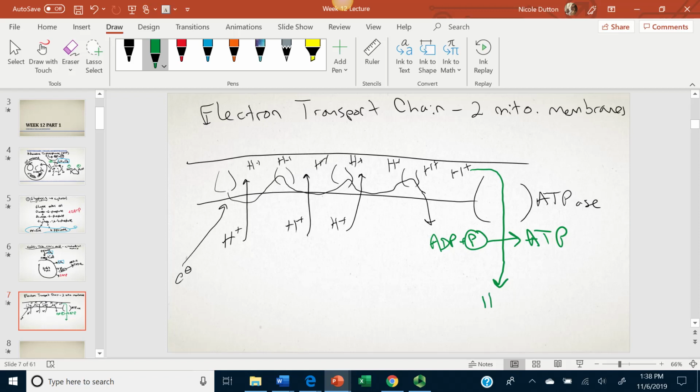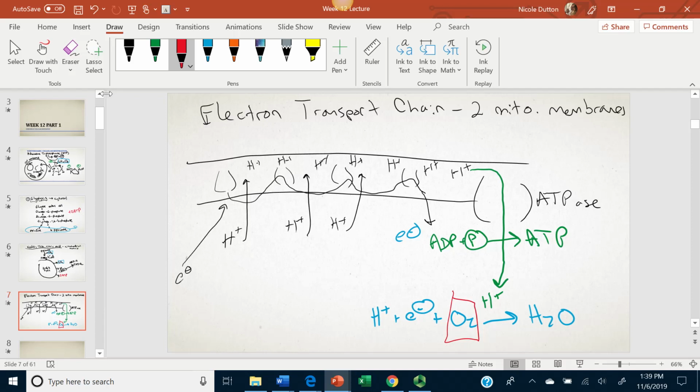So now our hydrogen ions are on the center here, and our electrons have gone through the electron transport chain. Well, we take these electrons and these hydrogen ions and combine them with oxygen to neutralize them and produce water. This is the reason why we have to breathe in.